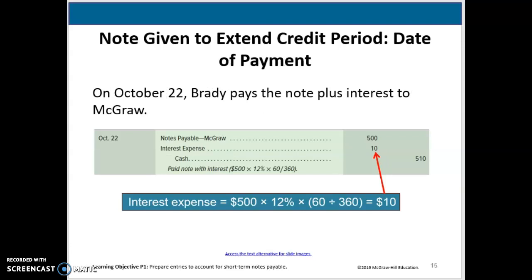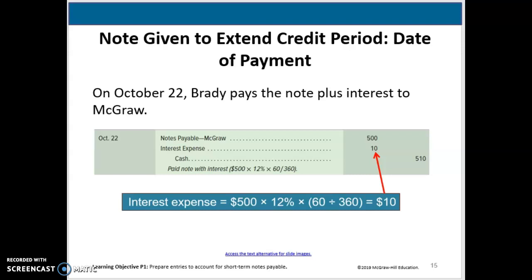All right. So now it's time. The note is due, and we have to pay for it. So we had the principal amount, that $500 that we have to pay, and then we also have interest. So we have $500 times the 12% interest that we agreed to, times 60 out of 360 days. That's going to give us $10 interest that we would have had to pay. So now it's time to pay it.